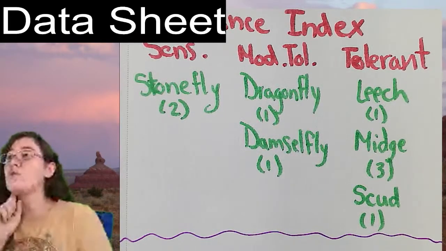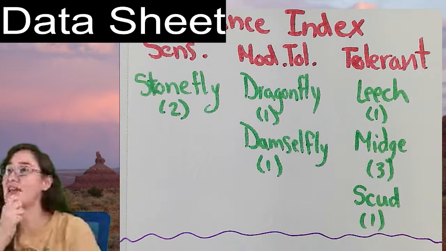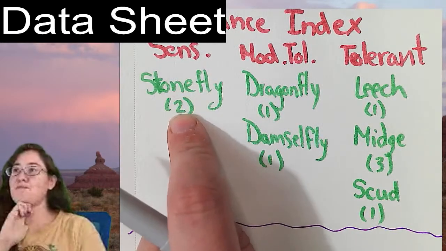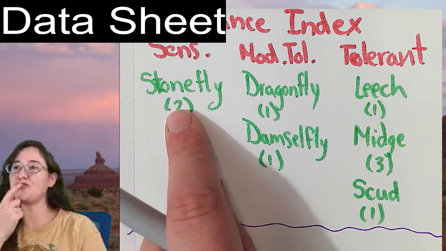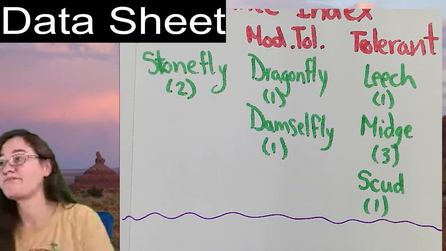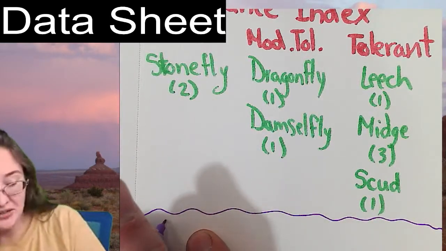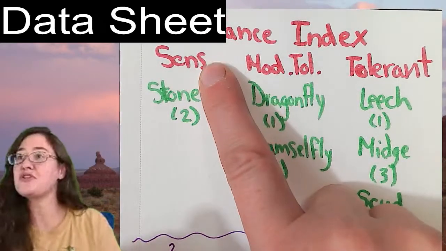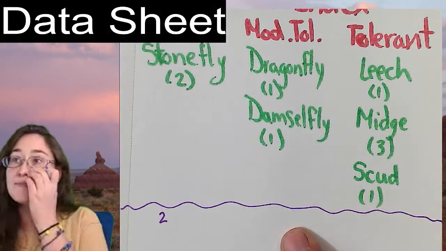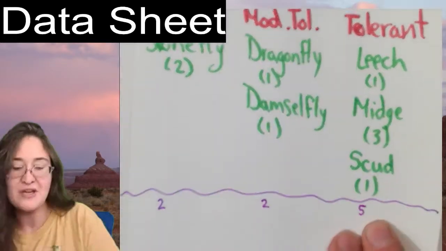So what we're going to do, instead of just saying, I found 2 stoneflies, let's see. We did say 2 different species, though. Okay. All right. So we have 2 here. The two different taxon that are sensitive. We have 2 different taxon here that are moderately tolerant, and then we have 5 that are tolerant.